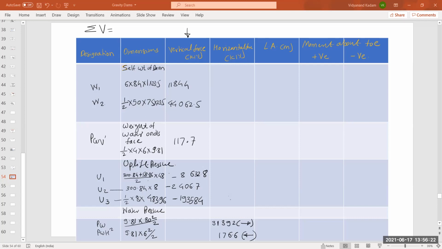So how will you calculate this? 11844 plus 44062.5 plus 117.7 minus 8632.8 minus 2406.7 and minus 1935.84. So tell me, what is the summation? Yes, correct. It is 43048.9.